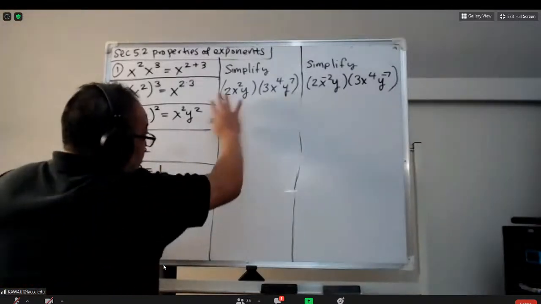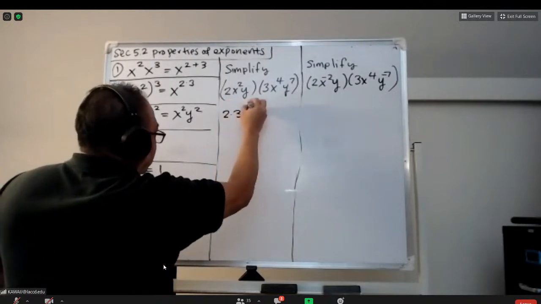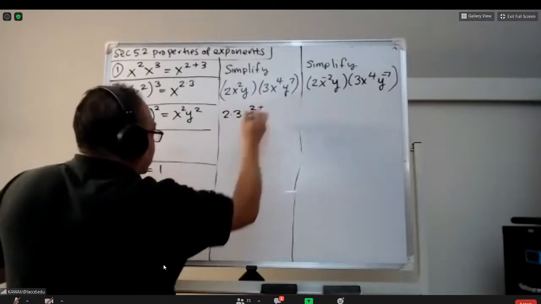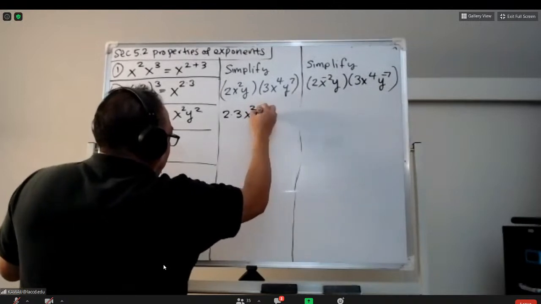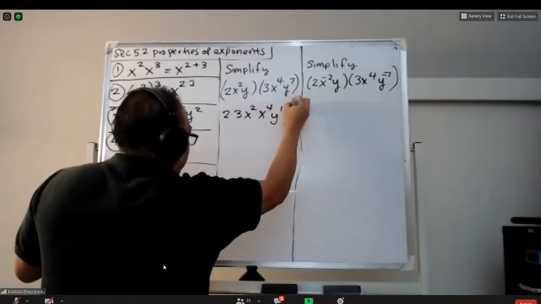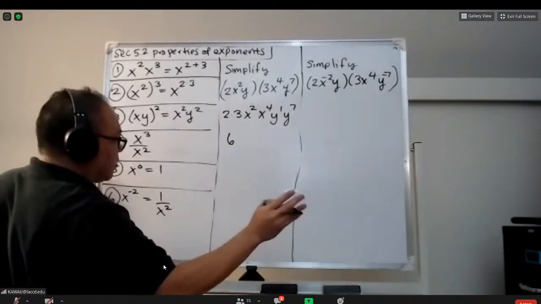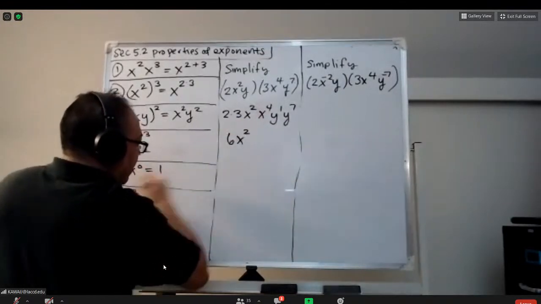Now, most people won't do as many lines as I do. It's just for people where this is new. I just want to make sure that you know where I got each thing. I'm sorry, x squared, x to the 4, y to the 1, y to the 7. So 2 times 3 is 6. That's just regular multiplication. But on the exponent level, we are adding them.